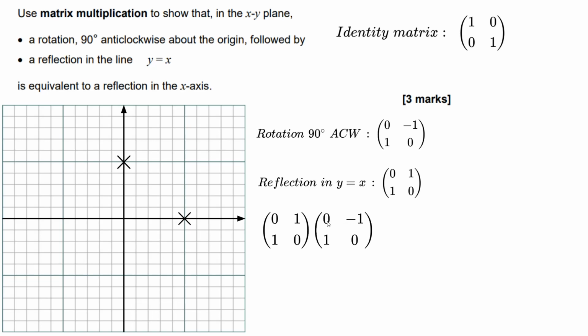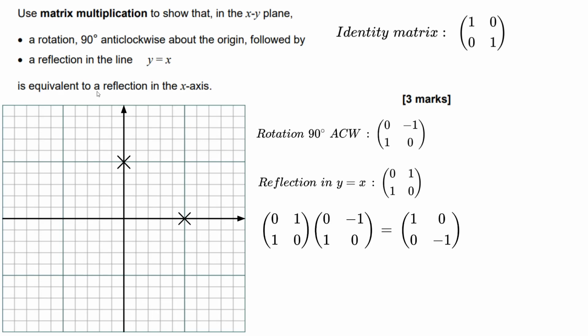So 0 times 0, add 1 times 1 is 1. Then 0 times minus 1 is 0. 1 times 0 is 0. And then 1 times 0 is 0, plus 0 times 1 is 0. And then 1 times minus 1 is minus 1. So 1 times minus 1 is minus 1, add minus 1 add 0 is just minus 1. So it'd be like this.